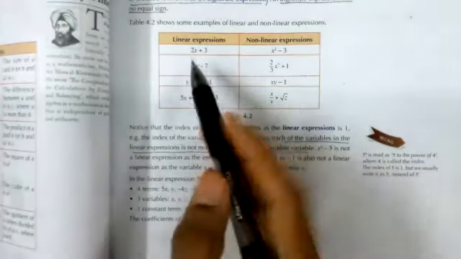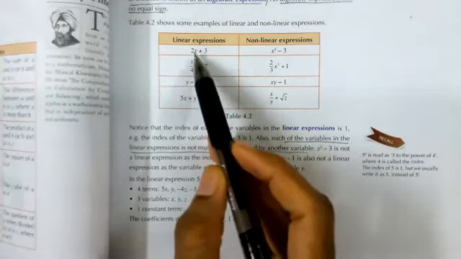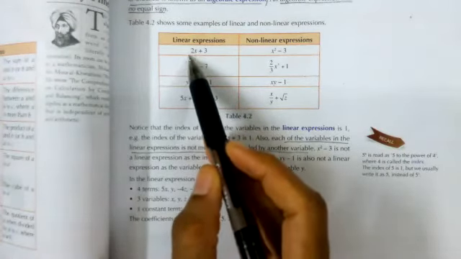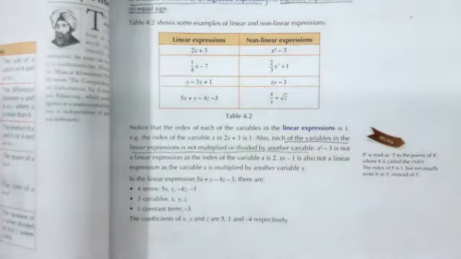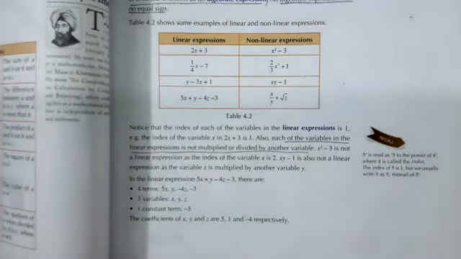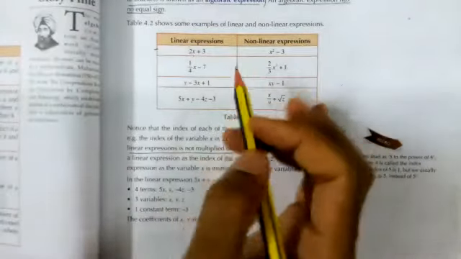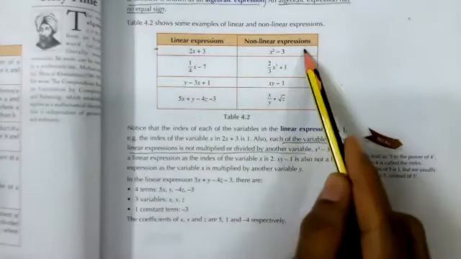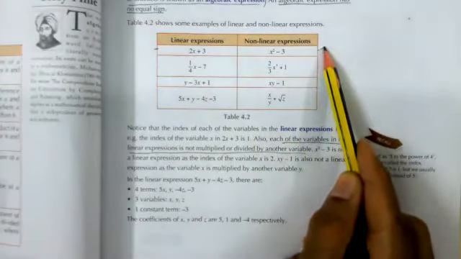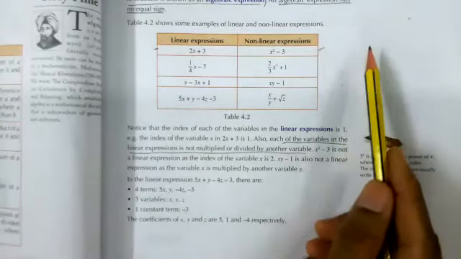In linear expressions, the variable is never multiplied by another variable. Just simple. I will write it down here. In a linear expression, the variable is never multiplied by another variable. Whereas in non-linear expressions, the variable does get multiplied by another variable or even by the same variable, such as x squared.